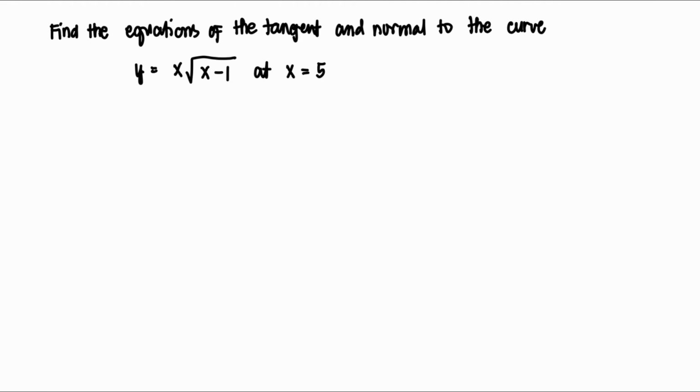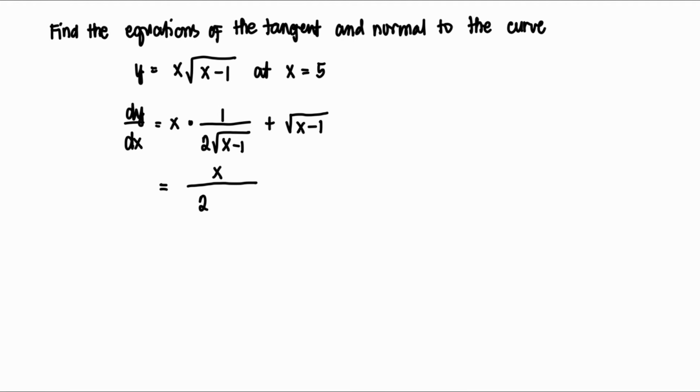So differentiating, dy/dx is equal to: copy the first term, multiply it by the derivative of the second term, that's 1 over 2 square root of x minus 1, plus square root of x minus 1. So our derivative is x divided by 2 square root of x minus 1, plus the square root of x minus 1.